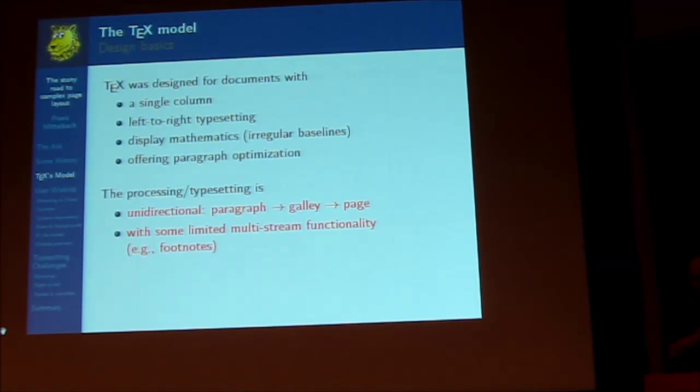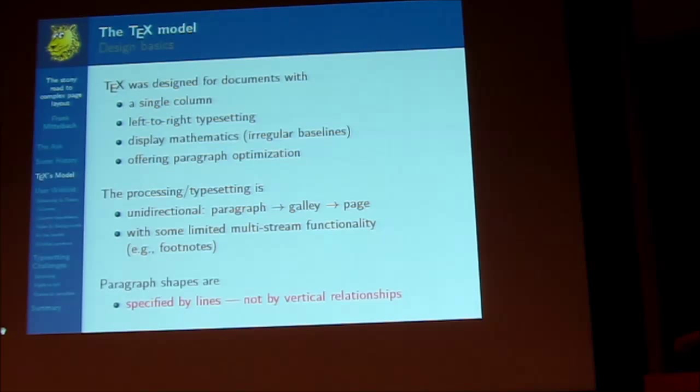The typesetting and the processing is unidirectional. So you start from building paragraphs, then they are fixed units, you make columns, sort of a galley out of it, which becomes a fixed thing, and the only thing you do is cut it into pages. And you have some limited multi-level stream functionality for footnotes and floats, but it's, as I said, limited.